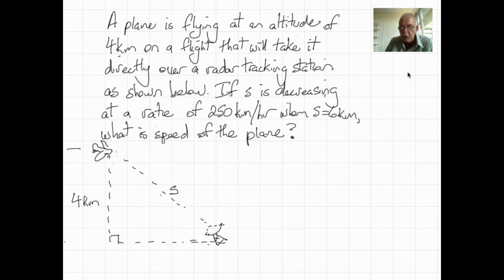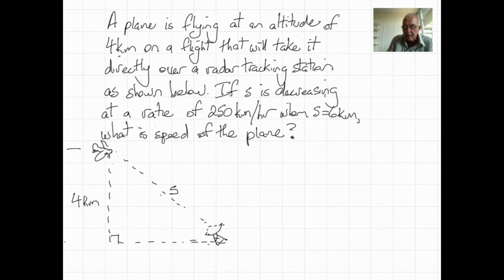Here is another word problem that we need to be able to solve with some calculus. The plane is flying at an altitude of 4 kilometres. That will take it directly over radar. So here's my feeble attempt at a plane and a tracking station. S is decreasing, so S is the distance from the plane down to the tracking station as a direct line at a rate of 250 kilometres per hour when S is equal to 6.